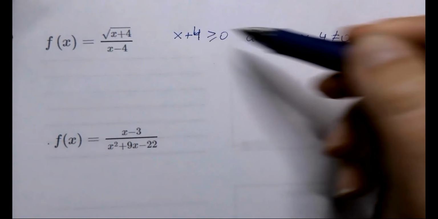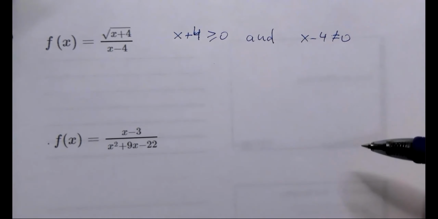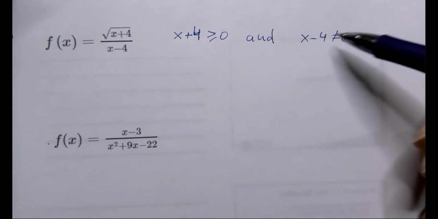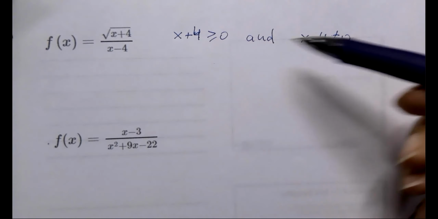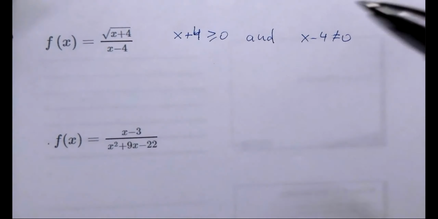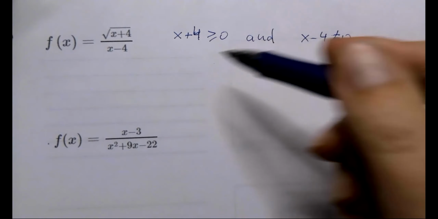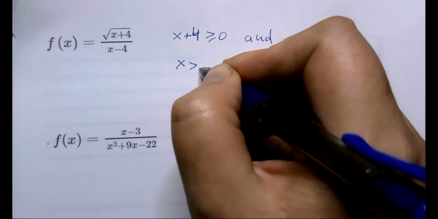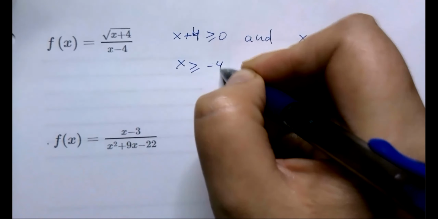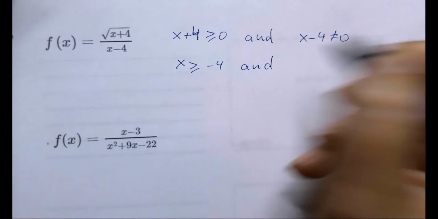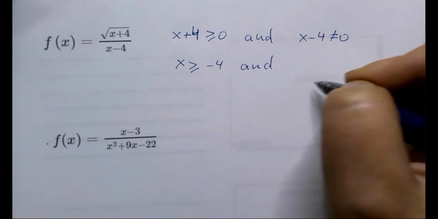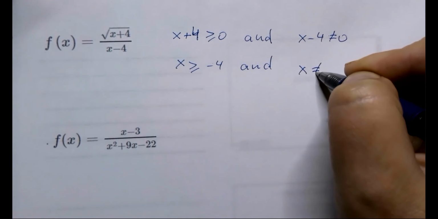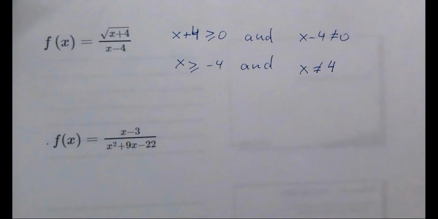So we have basically what is called a compound inequality. Both of these inequalities should be true in order for this function to work. So let's go ahead and solve each one. The first one, bringing 4 to the other side, will give us x is greater or equal to negative 4, and bringing this 4 to the other side is going to say x is not equal to 4.